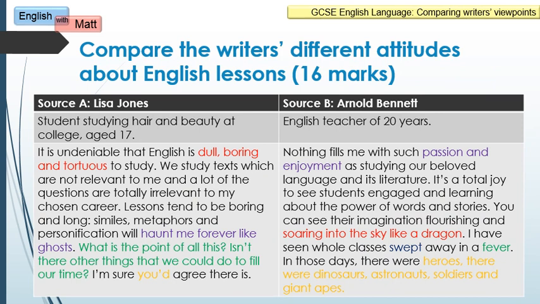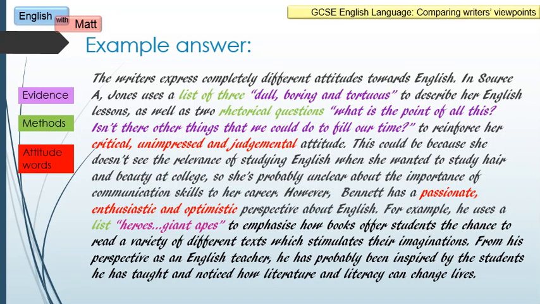So if I was to show you an example, and again this would not be perhaps the whole answer, but it gives you an idea of how to write this answer. We've got here the evidence in purple, the methods in green, and the attitude words in red. And in black, all around that, is the elaboration.